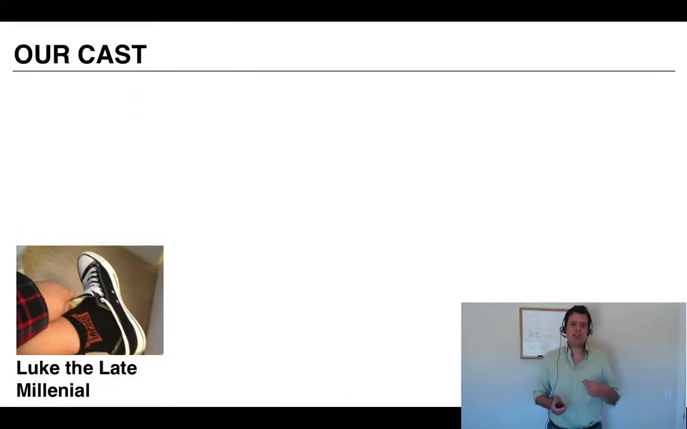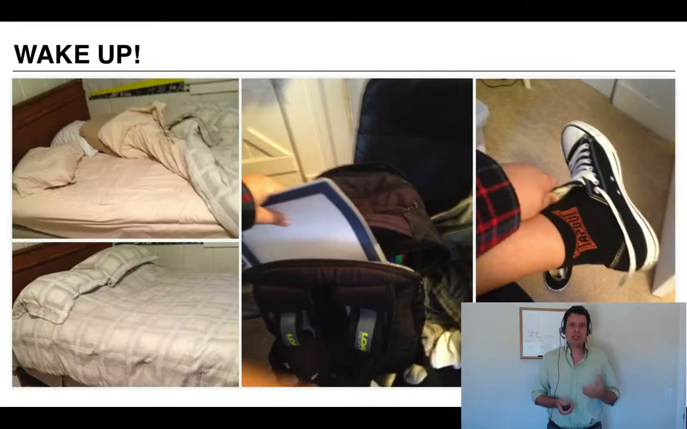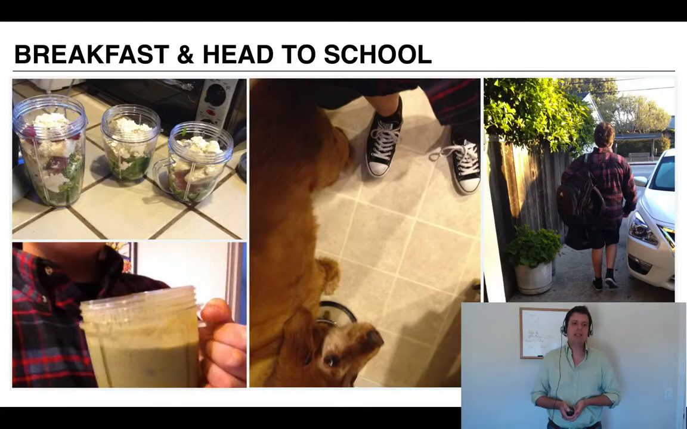So our next persona is Luke, the late millennial. So he's younger than both Miguel and Umberto. He is going from middle school to high school. So he usually wakes up pretty early, like around 7 a.m. to go to school. Packs his bag. His mom prepares breakfast for him. They're staying healthy. Usually has a smoothie. Feeds the dog. Heads to the car. He gets a ride, although sometimes he walks to school.